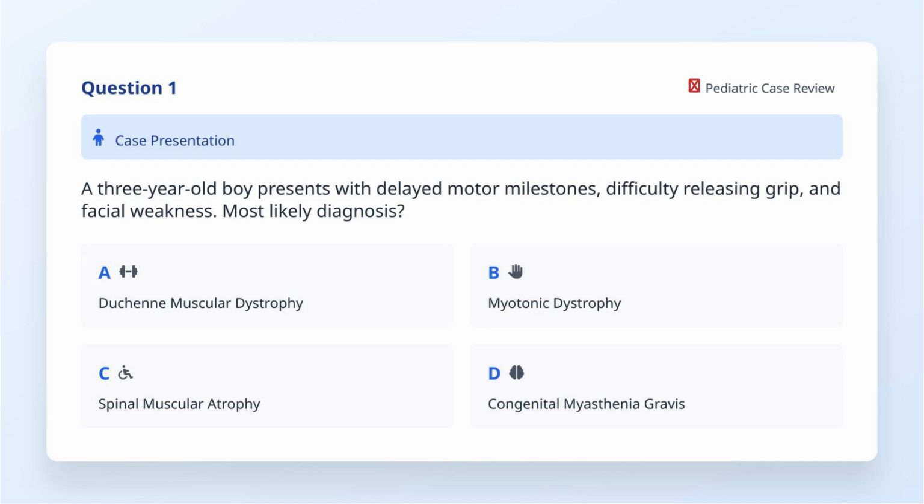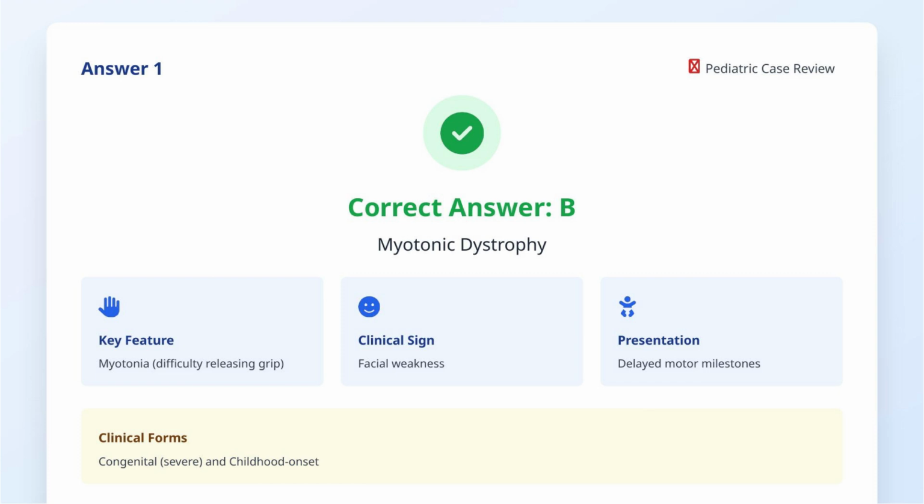A. Duchenne muscular dystrophy. B. Myotonic dystrophy. C. Spinal muscular atrophy. D. Congenital myasthenia gravis. The correct answer is B. Myotonic dystrophy. The characteristic combination of myotonia, evidenced by difficulty releasing grip, along with facial weakness and developmental delays, strongly suggests myotonic dystrophy. This condition exists in congenital and childhood onset forms, with varying severity.